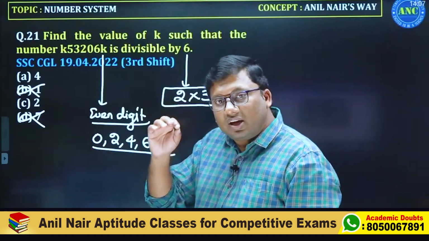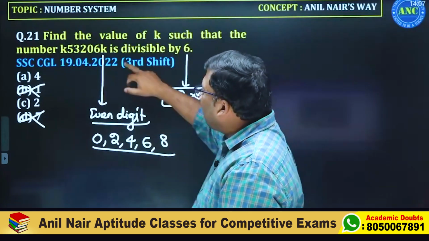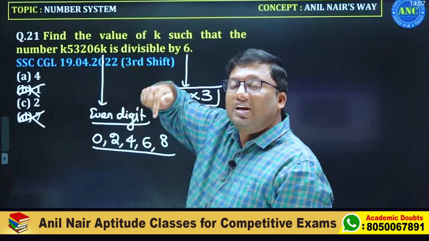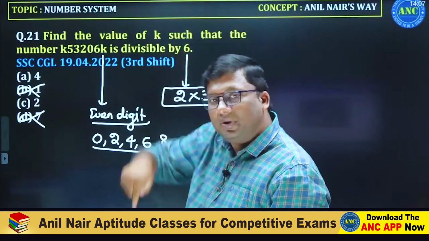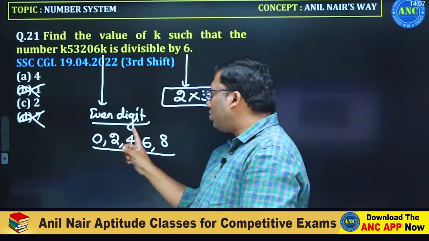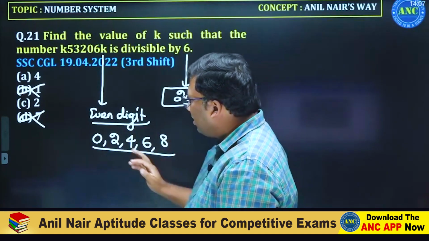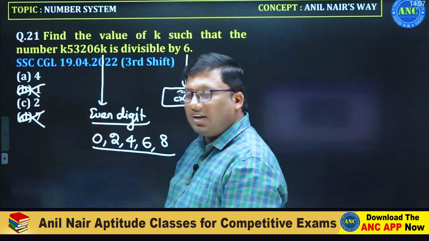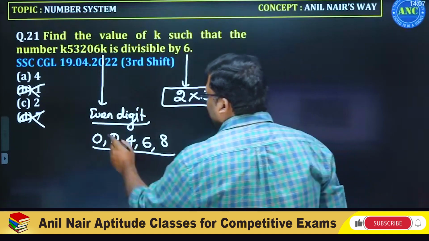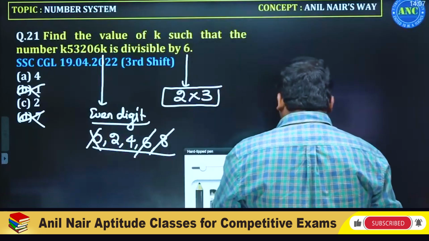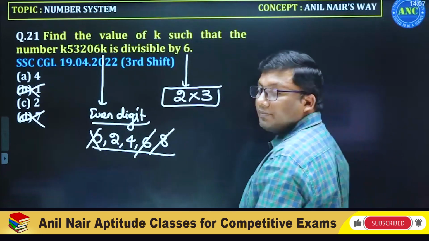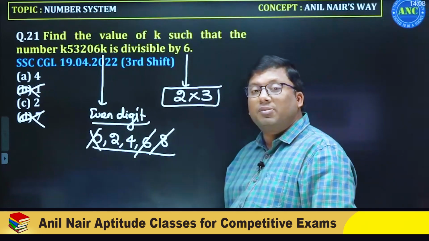Sir, why are you deleting 1 and 7? K is in the units place. If a number is divisible by 2, the units place has to be an even digit. So 0, 2, 4, 6 or 8. That means 1 and 7 are cancelled. The options given are 2 and 4. Out of these, one option is divisible, and it is divisible by 3.